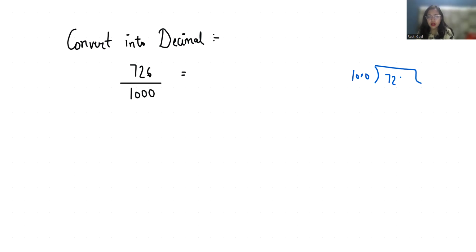You can directly, if there is one with zeros like 10, 100, 1000, 10,000, and so on, you can directly write the number and put the decimal before the number of zeros depending upon the digit. So there are three zeros, so put the decimal before three places. So here, and there is no digit before that, so write 0.